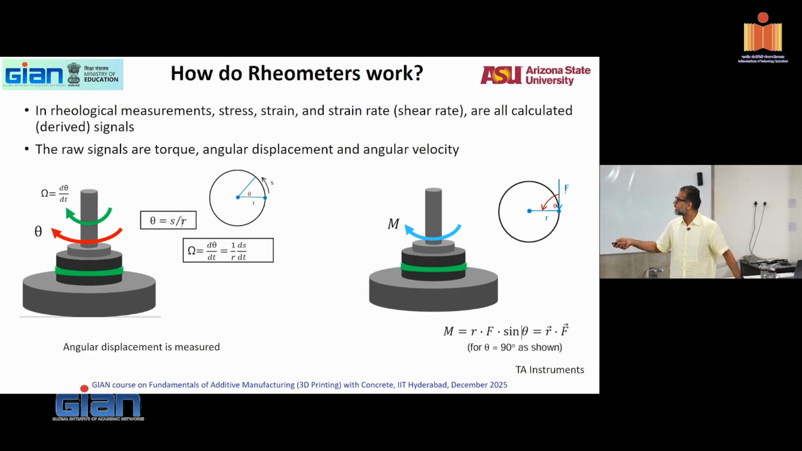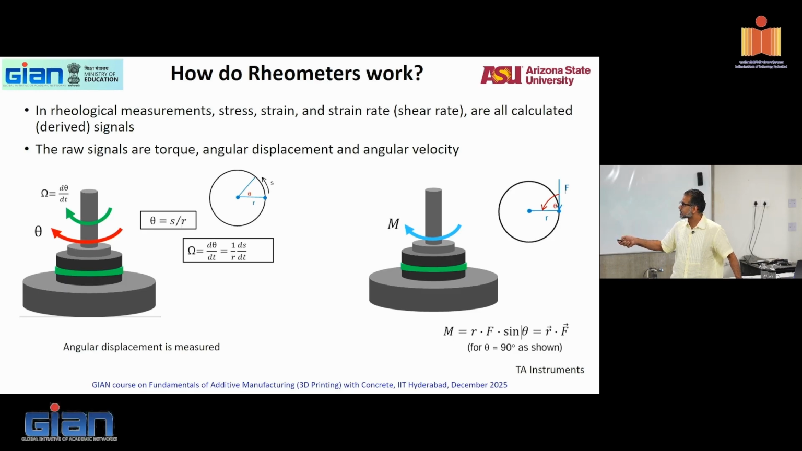So if I'm doing a rheometer whose spindle has an angular displacement of theta, which is arc length divided by the radius, right? Angular displacement is arc length divided by radius. And then omega is the rate of change of angular displacement with time, which is your angular velocity, correct? That is 1 over r, ds over dt.